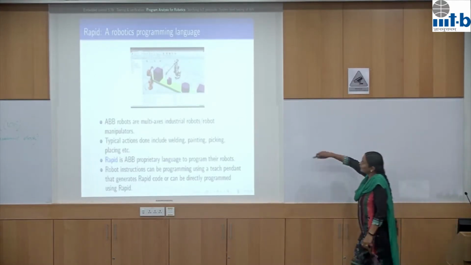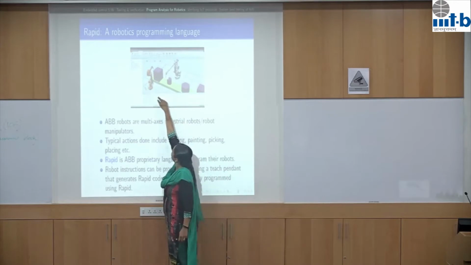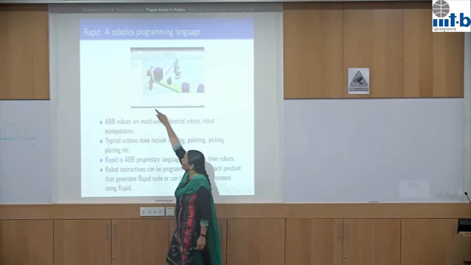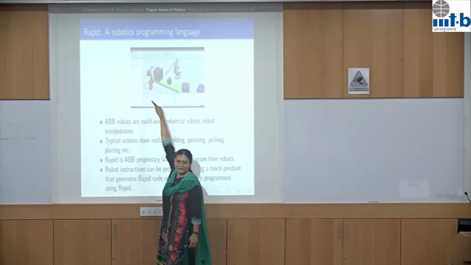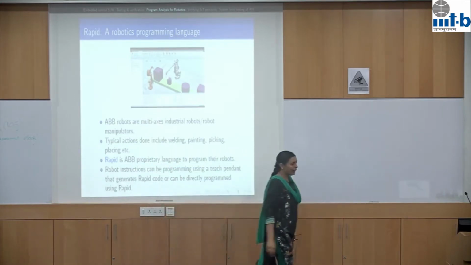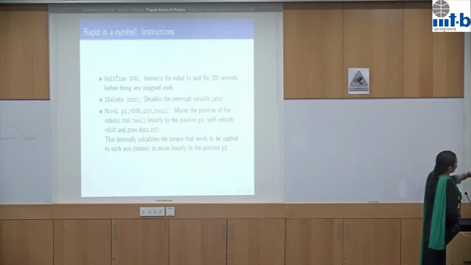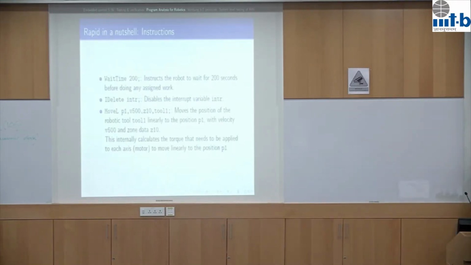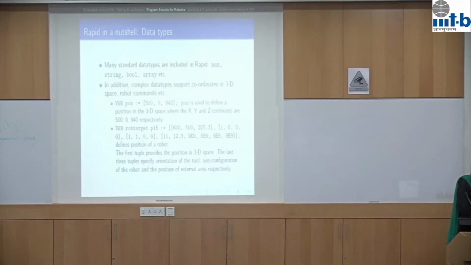usually, if you see here, this whole work area is divided into grids. I don't know if you can see the grids clearly. And then there is an X, Y, Z fixed for that. So Rapid has instructions like these. You can wait, you can set or reset interrupts, and you can move linearly, beginning from a point with a certain velocity into a zone, whatever you're holding in your hand. You just have to write this much in Rapid, and the rest we don't worry about. The controller will calculate the torque that is needed to move linearly and all. So it has instructions like these.